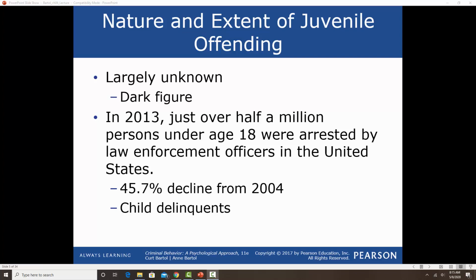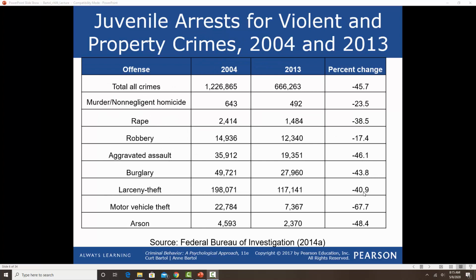Now, I do have under this chapter in D2L arrest rates and violent crime index rates for juveniles, so make sure you take a look at those. It illustrates the number of arrests made by states for juveniles and the crime trends for juveniles. Here are some statistics from 2013 and 2004 that show those declines, and that's a good thing to see. A 45% change is actually pretty significant, and you can see that the numbers have gone down in most categories of crime for juveniles between those years, and it's pretty significant with a lot of these numbers.